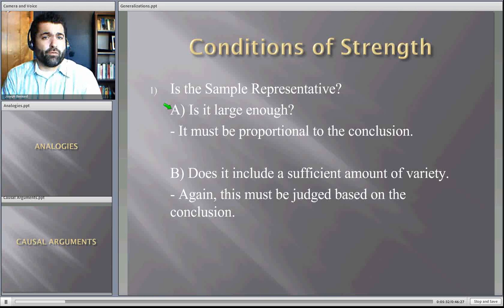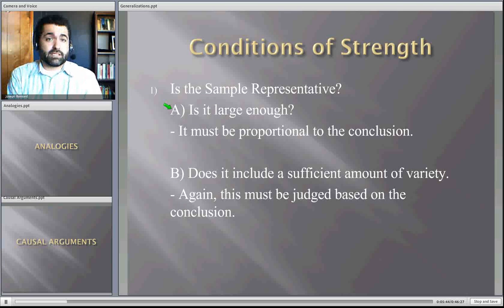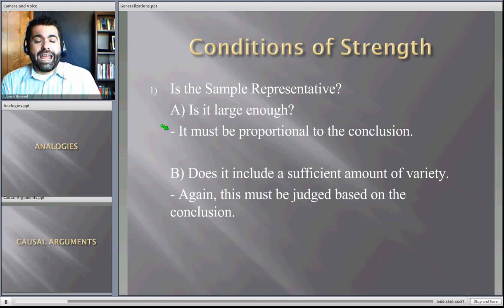But if I only pulled 50 people and I wanted to make a conclusion about the United States, that would be way too small. So you have to use some critical thinking here, right? It's based on probability. It's not a science. It's a little bit of a skill set, an art. Is the sample size proportional to the conclusion? And then, of course, does the sample size have enough variety in it?